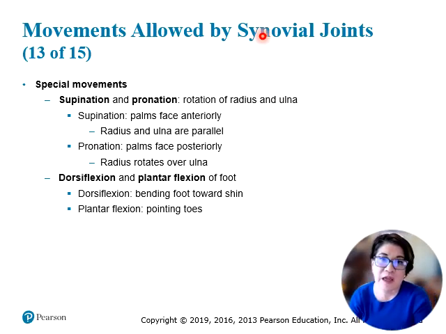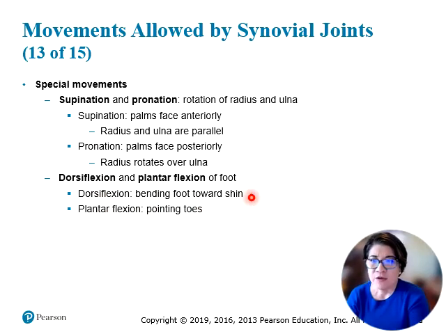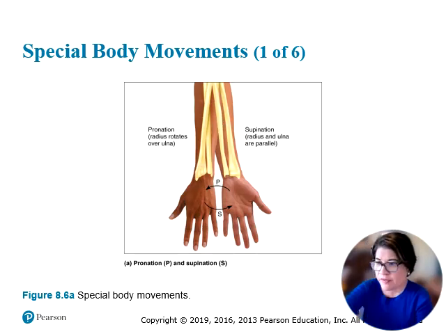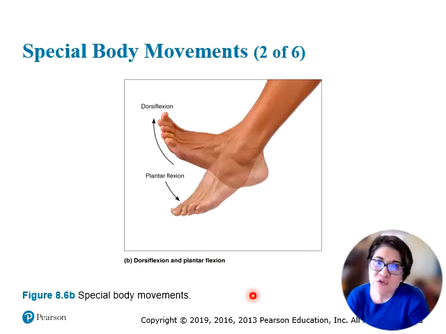You can also do it with your legs. So there's dorsiflexion and plantar flexion of the foot. Dorsiflexion is bending your foot towards the shin, and plantar flexion is pointing your toes like a ballerina. So there is pronation and supination. Try that. You can see how in supination the bones are parallel, and then in pronation, the radius rotates over the ulna. Try that out and see what your arm bones do. And then there's dorsiflexion and plantar flexion. Try that out too.